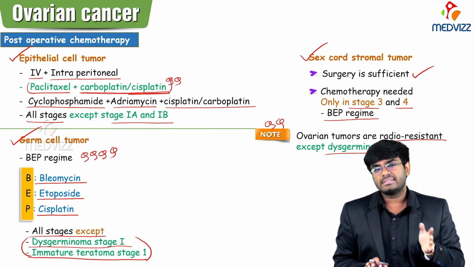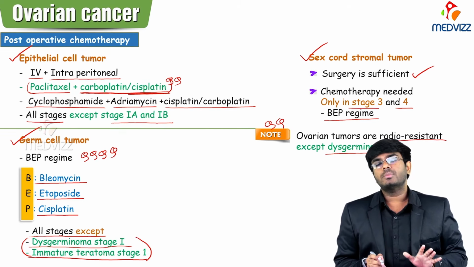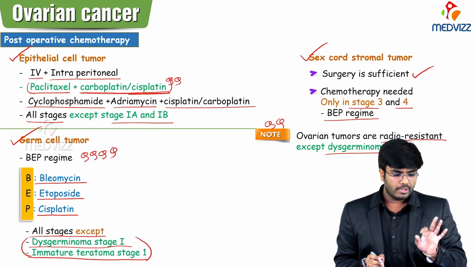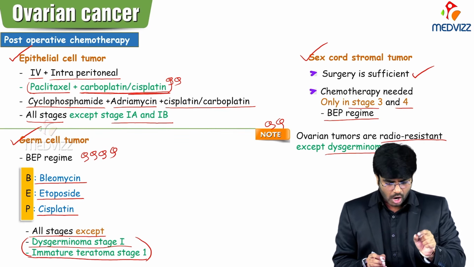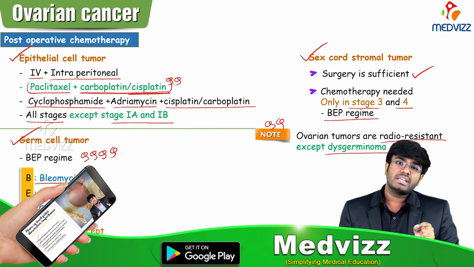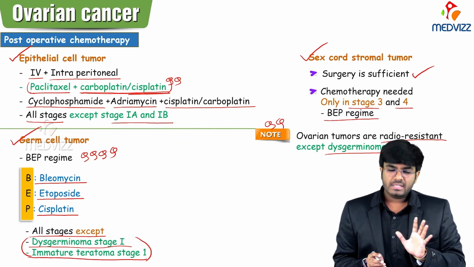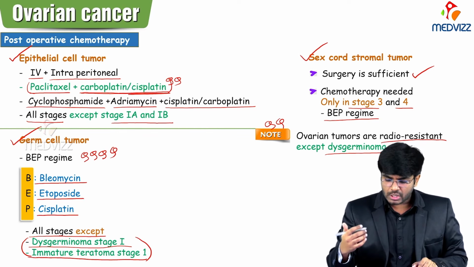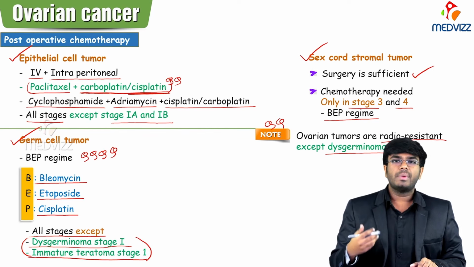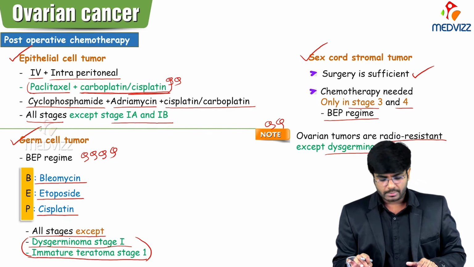All stages can be given except stage 1A and 1B. If it is a germ cell tumor, the important point is the BEP regimen: bleomycin, etoposide and platins, cisplatin. All stages can be given except dysgerminoma stage 1 and immature cystic teratoma stage 1 grade 1. Sex cord tumors need no chemotherapy, but if it's stage 3 or stage 4 sex cord stromal malignancy, then you can go with the BEP regimen. Okay, so these are the important points about post-operative chemotherapy.